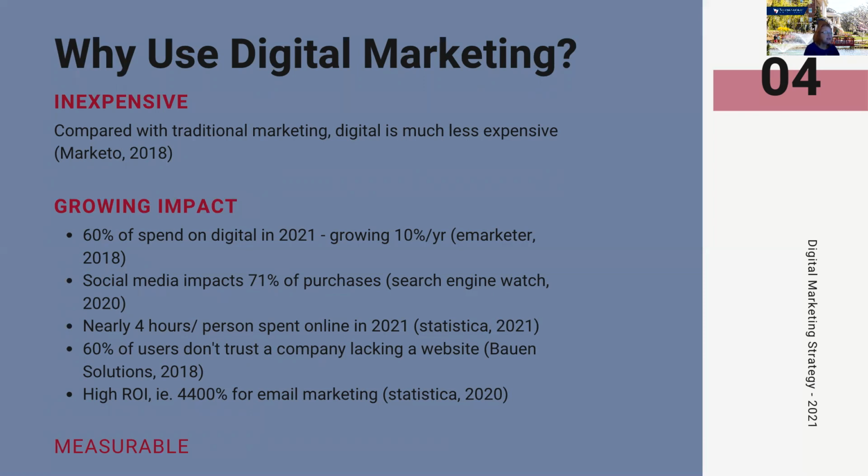Digital marketing has an increasing impact on performance, as you can see from these statistics. Social media, for instance, impacts 71% of purchase decisions. And the ROI is very high. For instance, email marketing has a return on investment of 4,400%. And also then, digital marketing is measurable because people are taking an action on a device. Those actions can be captured and we can learn from them.